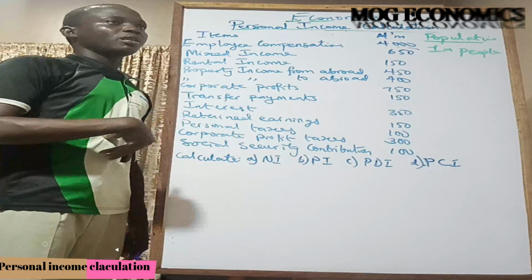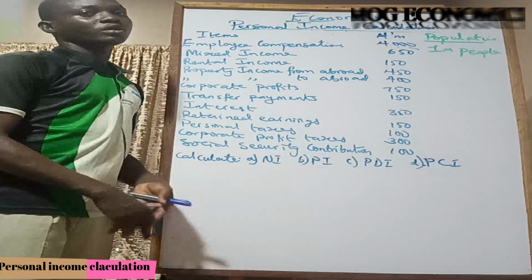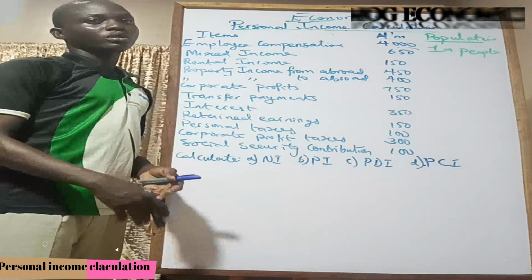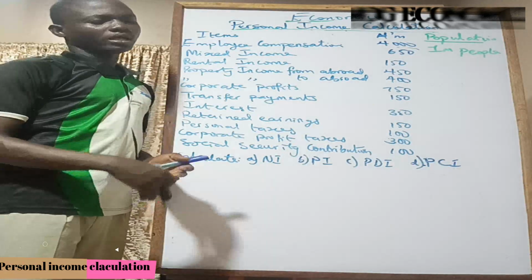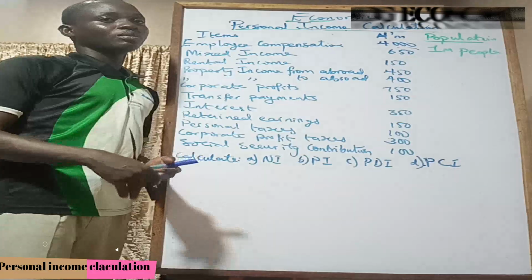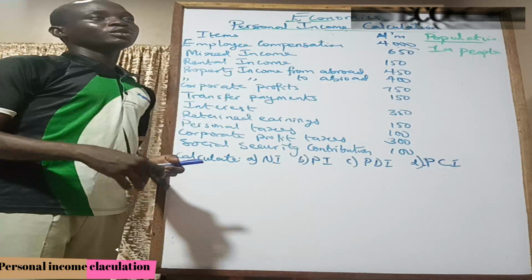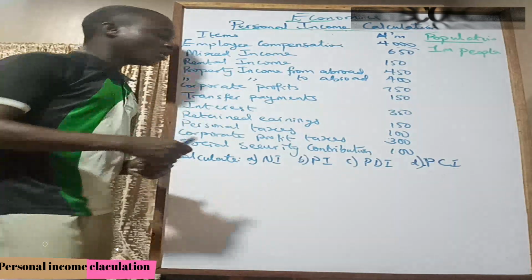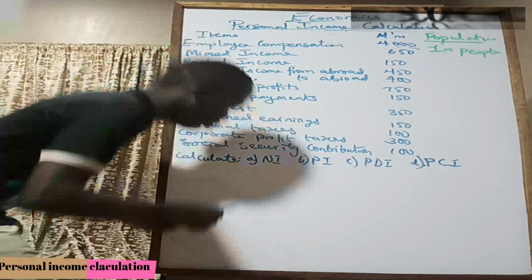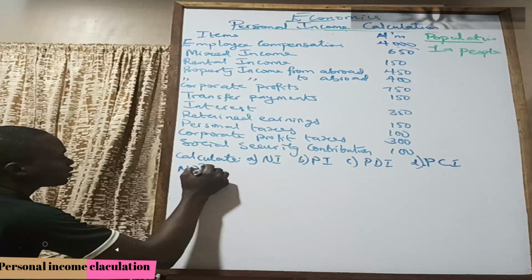If you remember, by the time you add up all of the items in the income approach, you'll be getting NDP at factor cost, net domestic product at factor cost. For the expenditure approach, you'll be getting GDP at market price. And for the output approach or value added approach, you'll be getting GDP at factor cost. So this one is going to give us NDP at factor cost. First, let's add up the whole income.